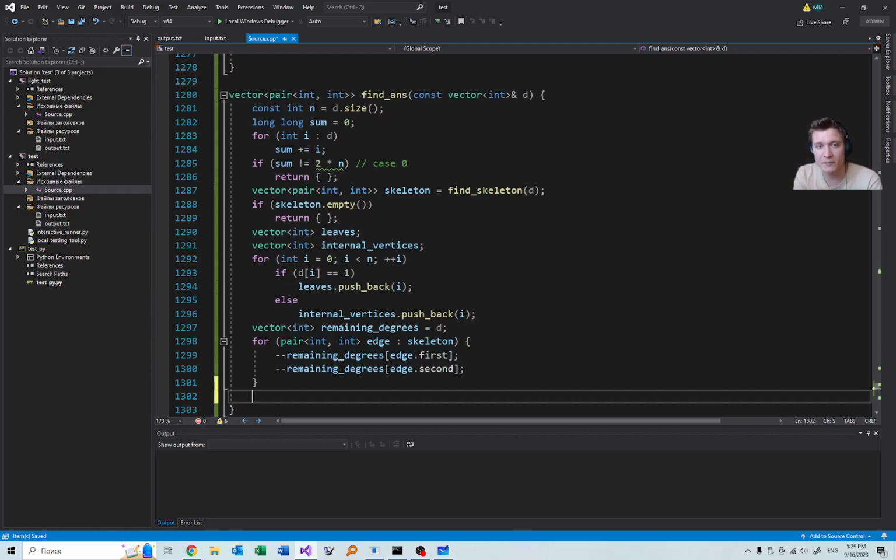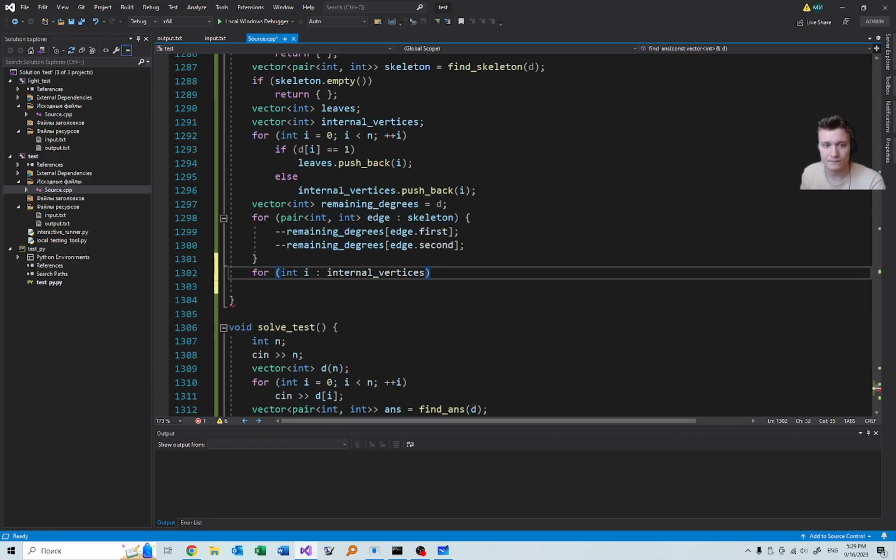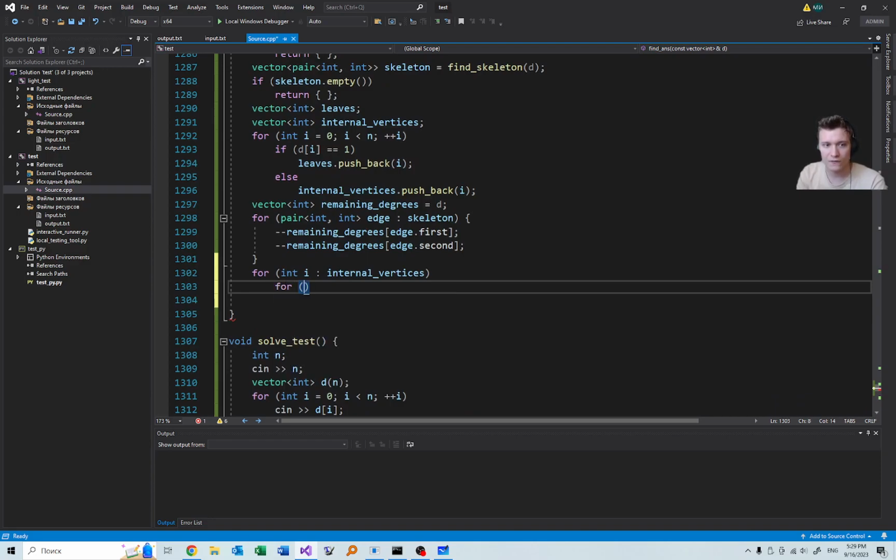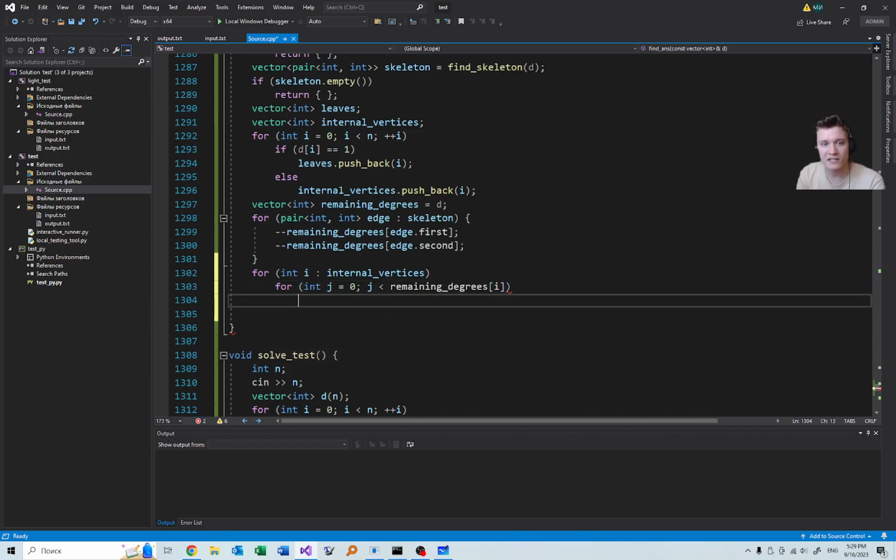We have calculated the remaining degrees of the skeleton. Finally, we need to add leaves to vertices which have insufficient degree. And we do it as follows. We consider all internal vertices. And for int j equals 0, j less than remaining degrees of I, we need to add some leaf.